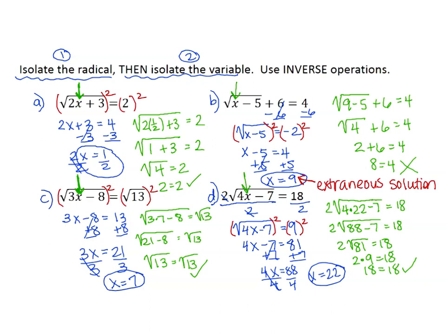It checks out. So out of the 4 radical equations that we solved, 3 of them had solutions. For part B, you would either say that it has no solution or it has one extraneous solution.